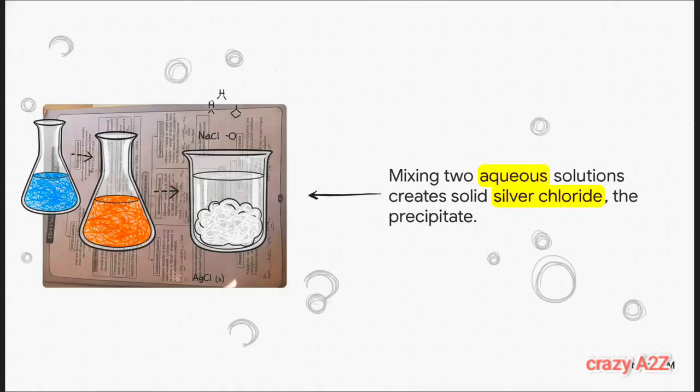So, you take a solution of silver nitrate and another of sodium chloride. They're both basically just clear liquids, like salty water, right? But when you mix them, they react to form solid silver chloride. That solid stuff is the precipitate. Since it can't dissolve in the water, it just appears as a solid and drops out of the solution.